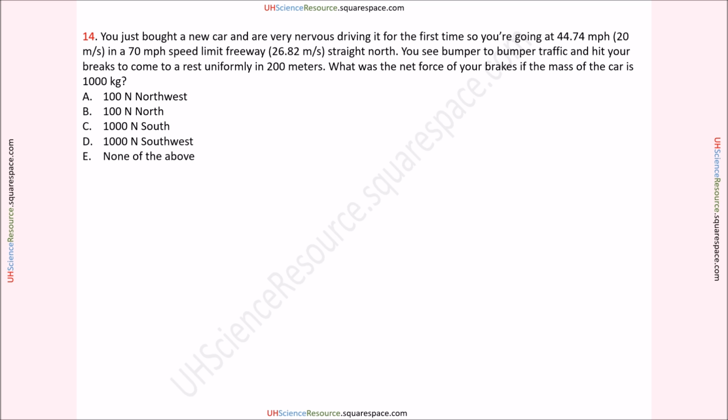This is question number 14. It says you just bought a new car and are very nervous driving it for the first time. So you're going at 44.74 miles per hour in a 70 mile per hour speed limit freeway, straight north. You see bumper to bumper traffic and hit your brakes to come to a rest uniformly in 200 meters. What was the net force of your brakes if the mass of the car is 1,000 kilograms?